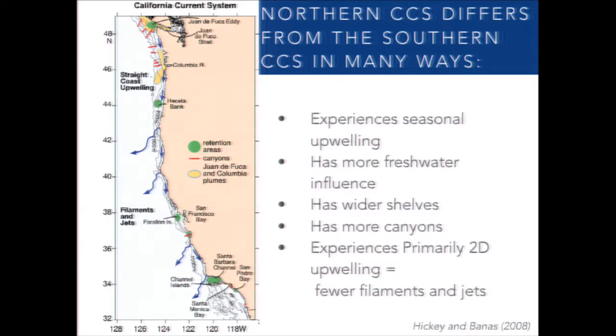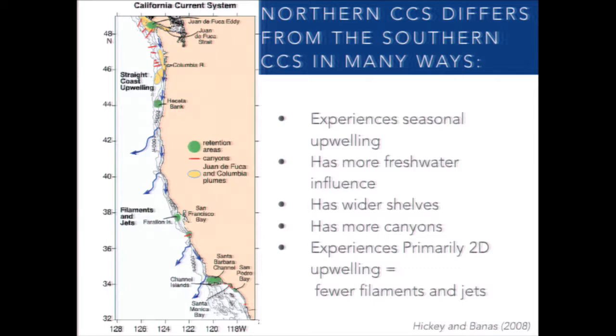So the Northern California current differs from the south in several ways. One of those is that it experiences seasonal upwelling, which means that there is a downwelling season, and I'm going to talk about that. It has more freshwater influence, so this is a schematic diagram from Hickey and Banas in 2008, and there's color-coded retention areas, canyons, and different plumes, and you can just see that there's more of those as you move north, right?